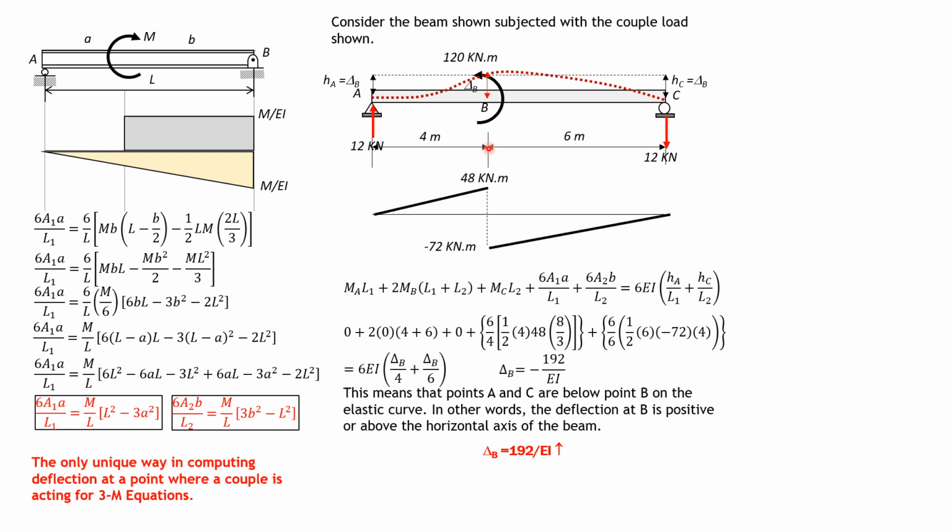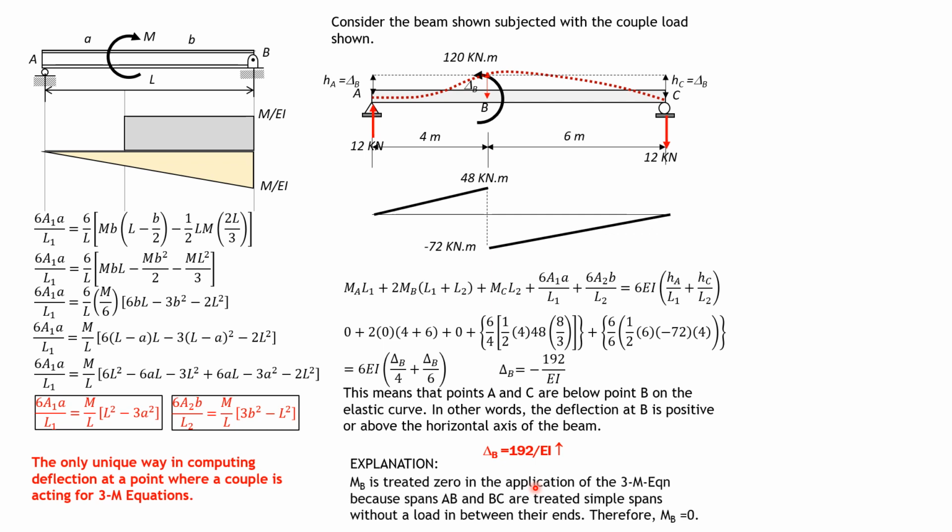supposedly in the assumption. And because the result is negative, it means that both A and C are below. So this should be the position of B, so that both A and C are below the horizontal line through B. So that's why delta B is above, or B is above A and C. So that's why delta B is positive 192 over EI. So this is the explanation.